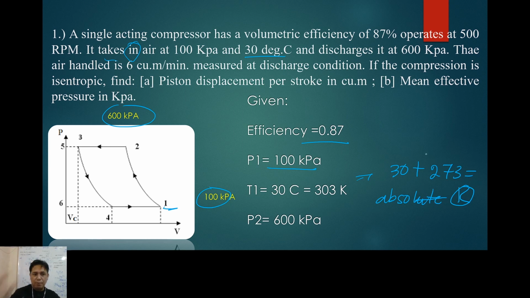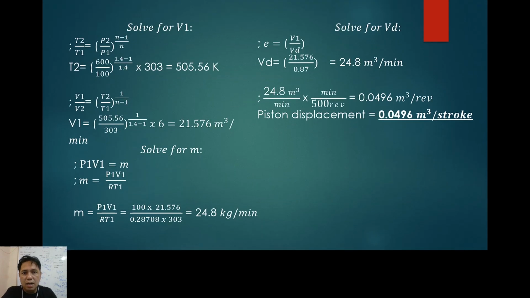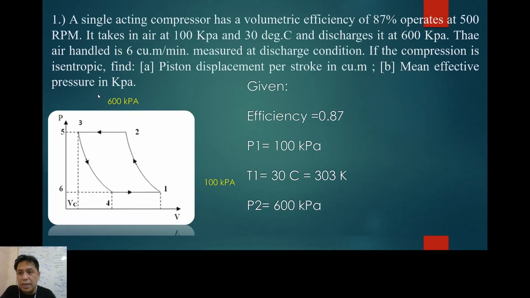So 30 plus 273 is 303. Now this is the pressure for the discharge. Okay, so now if the kind of problem is like this, this is more on thermodynamics, yeah? So you have to know the different formulas for the isentropic. The key here is this, yeah?